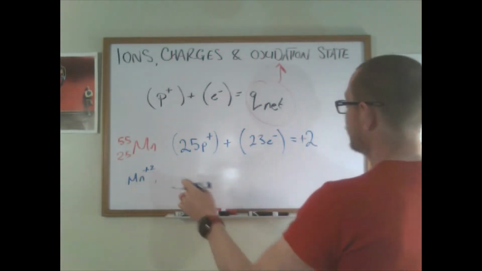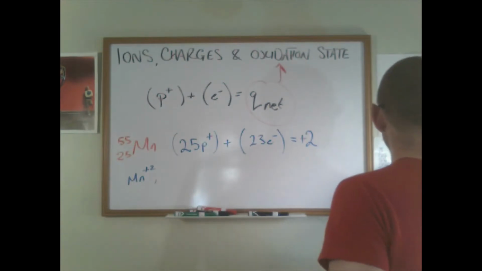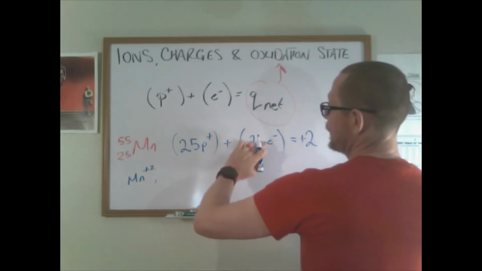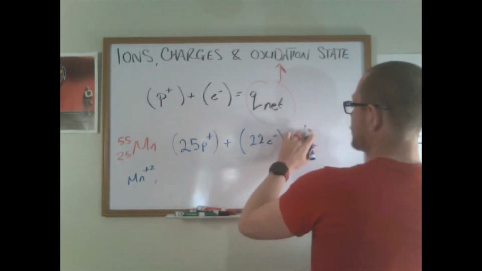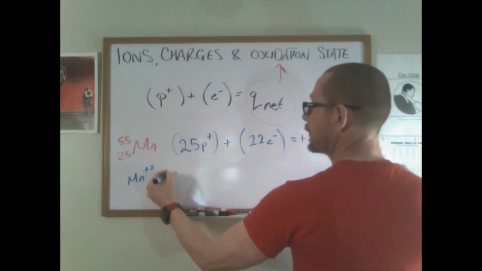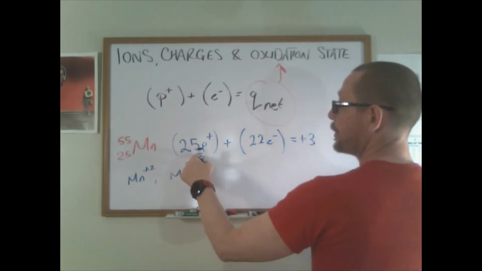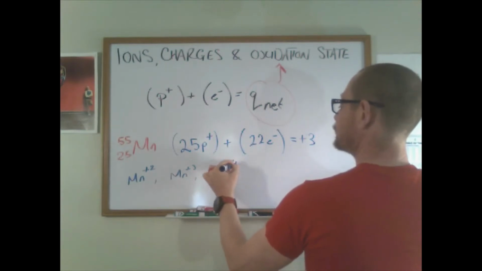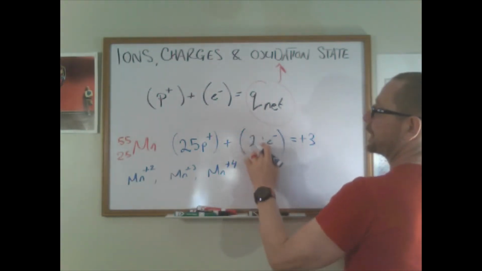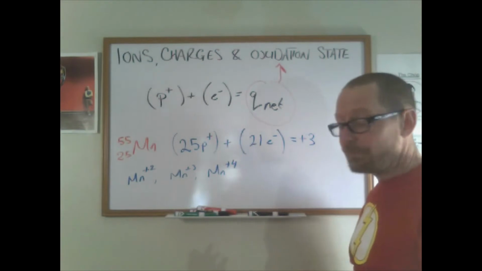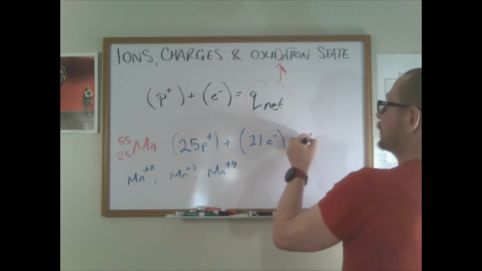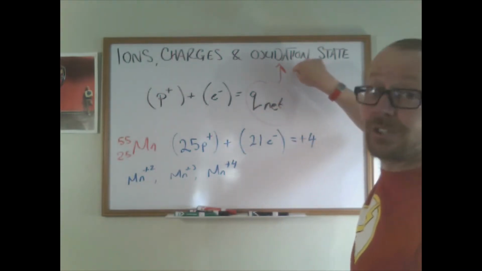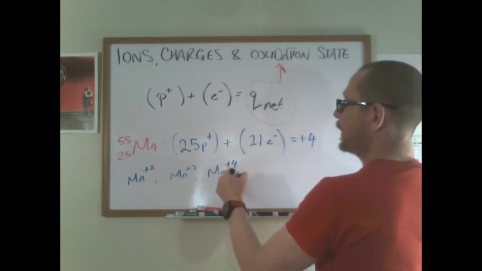And then we can go on from there. With manganese, you can have plus 2, you can have plus 3. So we drop this down again to 22 electrons, and that gives us a plus 3, Mn plus 3. With 25 protons and 21 electrons, I get an Mn plus 4. As you can see, I just keep lowering the number of electrons to keep that Q net, that oxidation state, ever increasing.